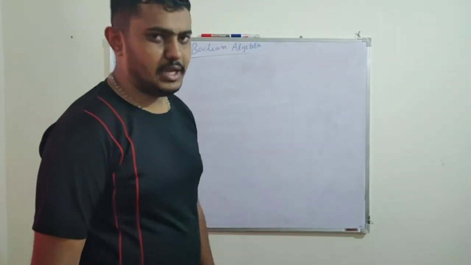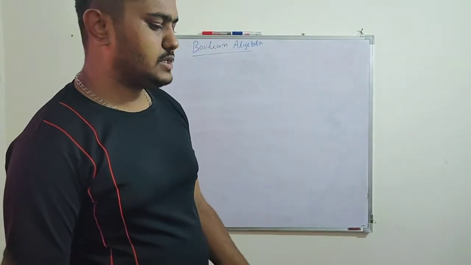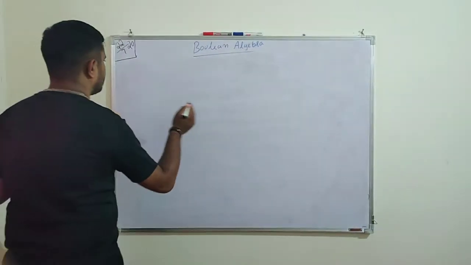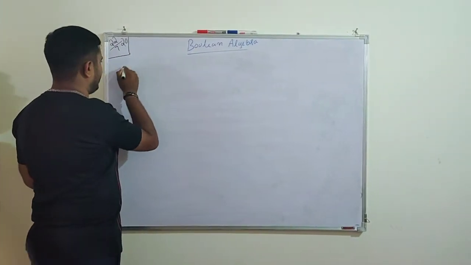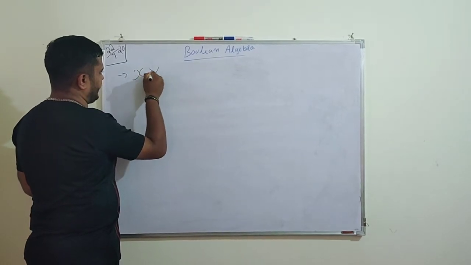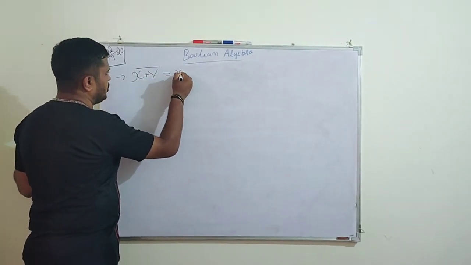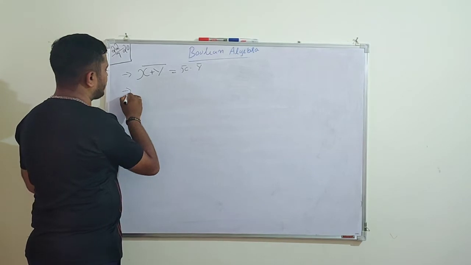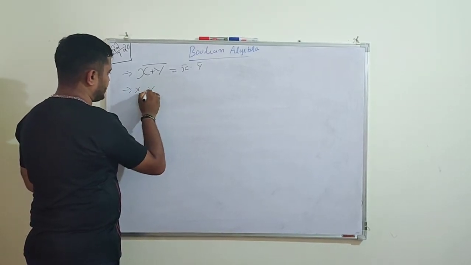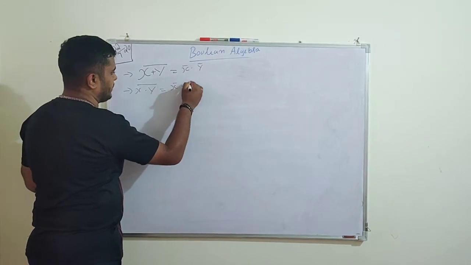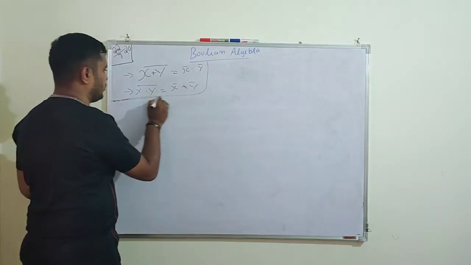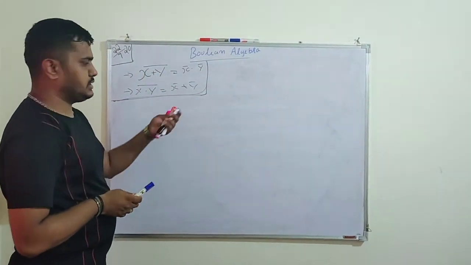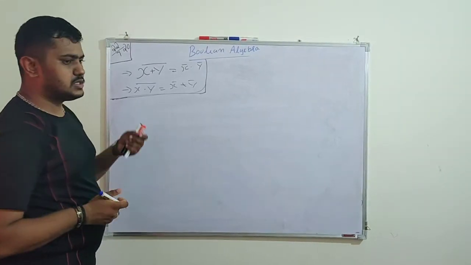So today in this class, let us deal with some concepts of Boolean algebra. First, let us see what De Morgan's rule is. De Morgan's rule says that the complement of a sum, x plus y, is equal to the product of their individual complements, x bar into y bar, and the complement of a product x into y is equal to x bar plus y bar. This is one of the most important rules in Boolean algebra, Boolean expressions, or we can also say Boolean theorems. So now let us learn how to apply this rule.